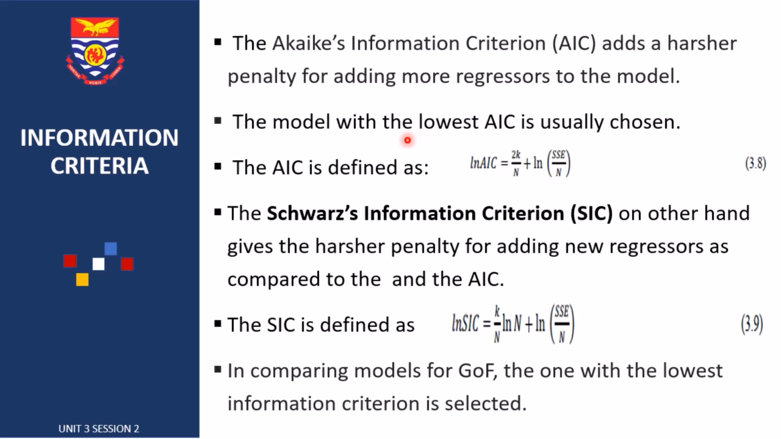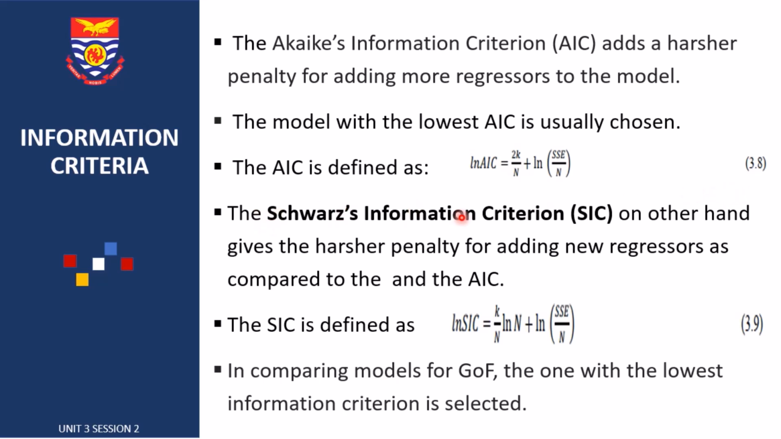The model with the lowest Akaike information criterion is chosen. So we choose the model with the least AIC. In our estimation of the AIC, we use equation 3.8, which is used in estimating the Akaike in our application.